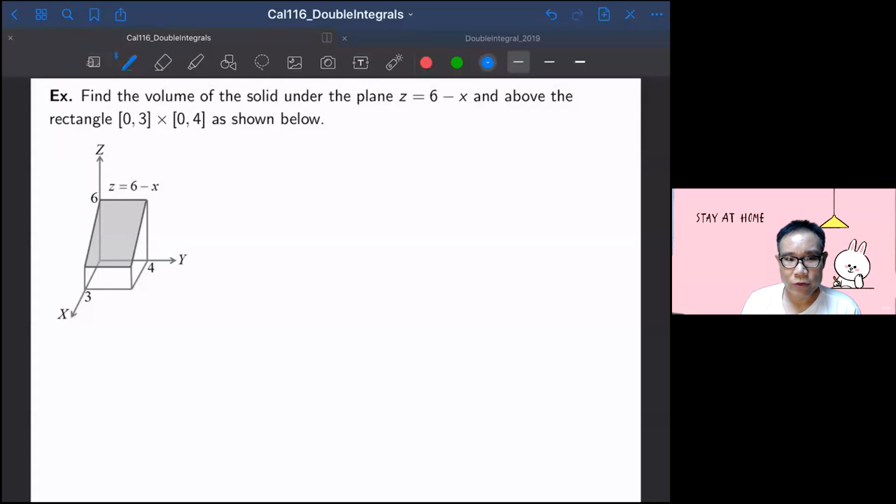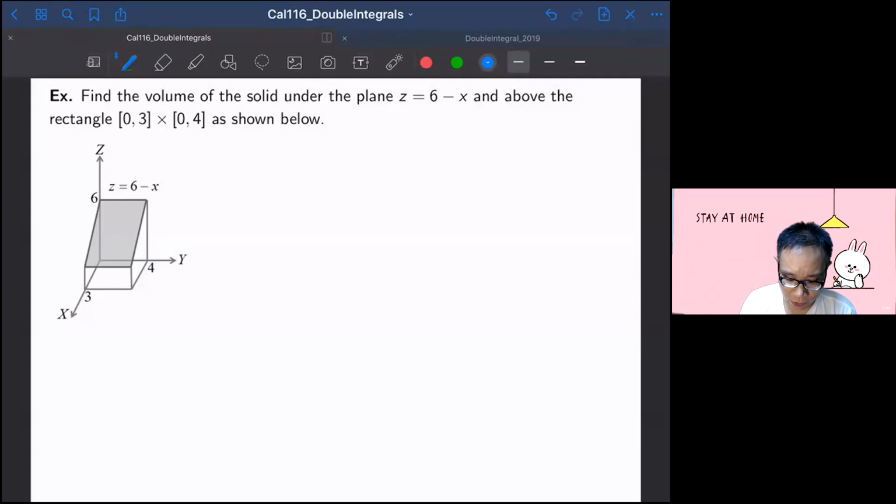Okay, so in this last clip on the double integral, I'm going to teach you how to use the double integral to find the volume of the solid bounded above by the surface over the region, which can turn out to be a rectangle or a general region. So you see that this one is kind of a prism or a box, okay?